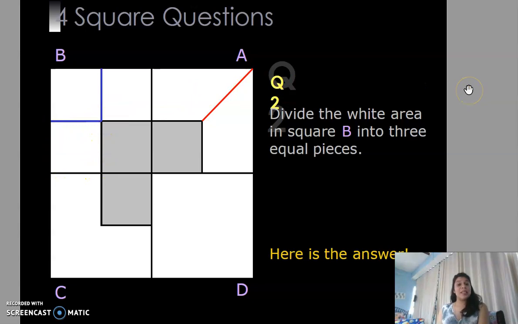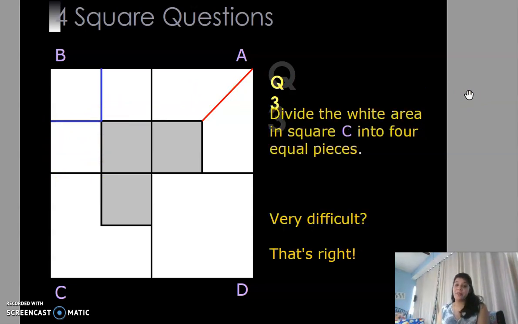Now, let's move on to the third question. Divide the white area in square C into four equal pieces. Okay, now I'm going to give you some time to figure this out, because it is slightly more difficult than what we have done in square A and square B, where in square A we divided the white area into two equal pieces, and in square B we divided the white area into three equal pieces, right? So I'm going to give you some time here to divide the white area of square C into four equal pieces.